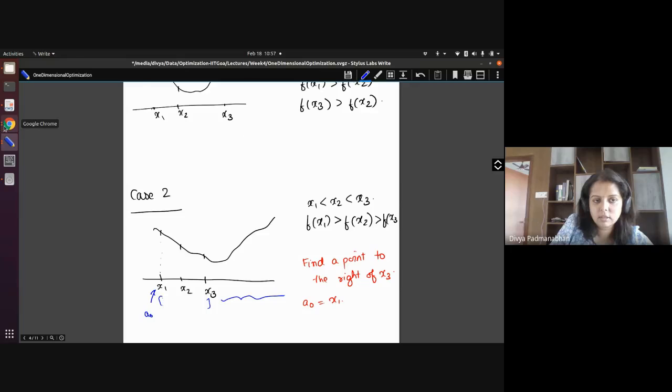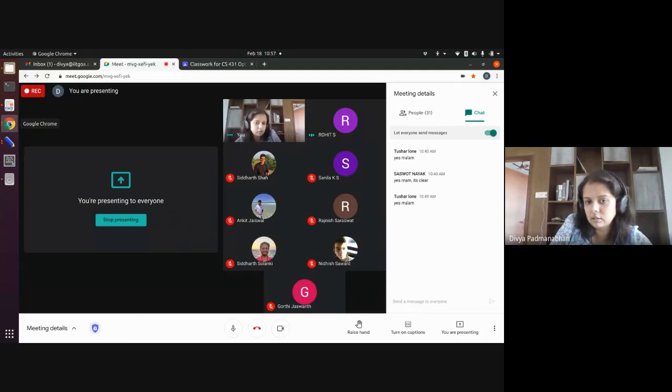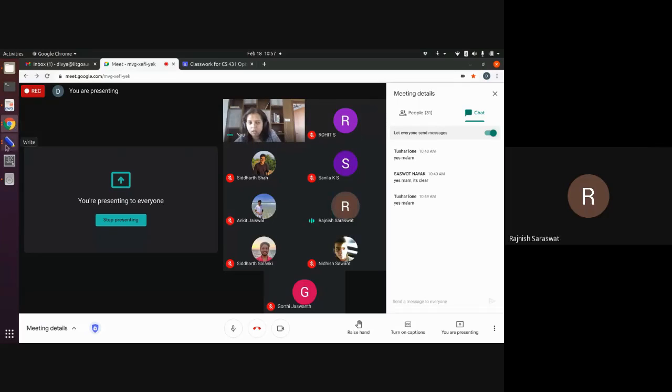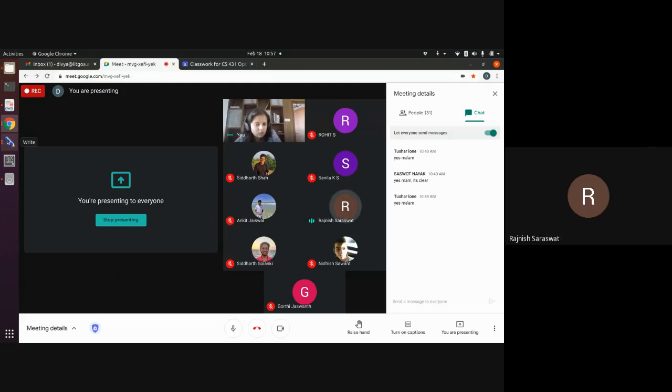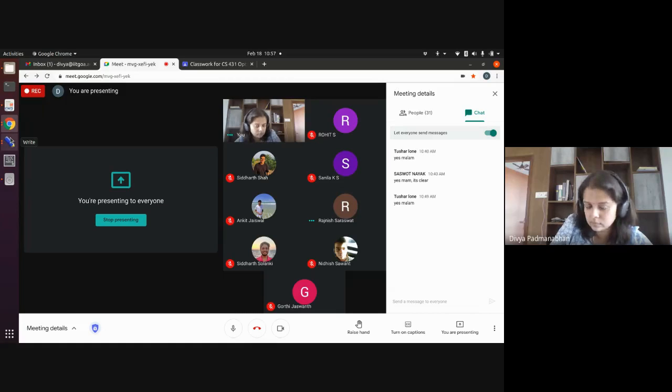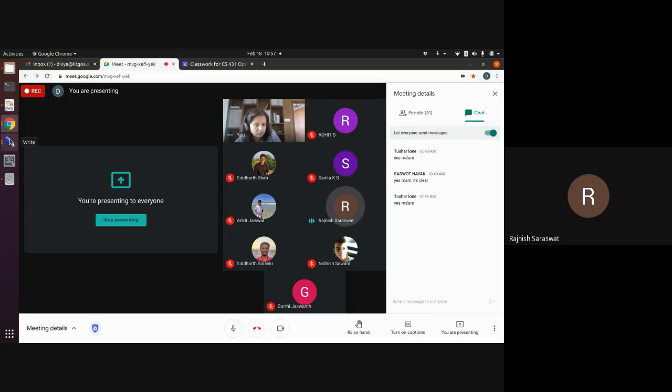Clear? Any questions? Okay. Yes, Rajneesh. Initially you said that computing this gradient is very costly. That's why we are using this normal bisection method. So how are we checking that f dash x is less than 0 or greater than 0 if we don't have the gradient?